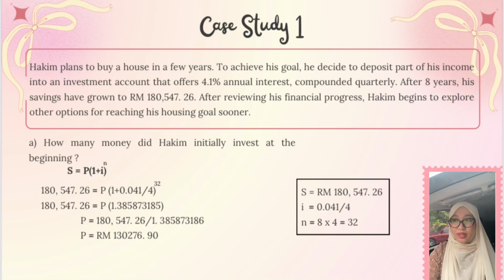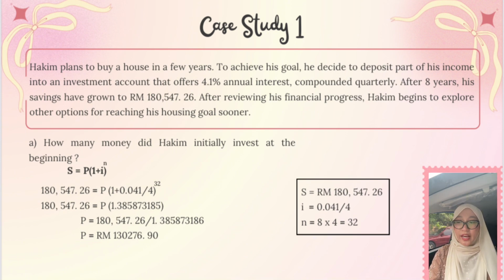Case study 1. Hakim plans to buy a house in a few years. To achieve his goal, he decides to deposit part of his income into an investment account that offers 4.1% annual interest, compounded quarterly. After 8 years, his savings have grown to 180,547.26. After reviewing his financial progress, Hakim begins to explore other options for reaching his housing goal sooner. So question A, how much money did Hakim initially invest at the beginning?